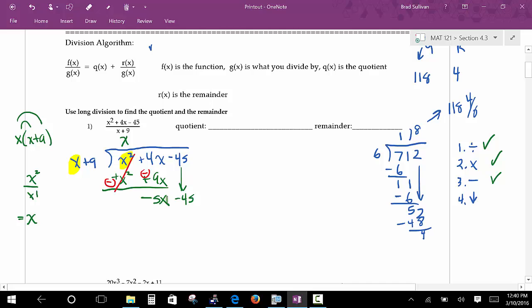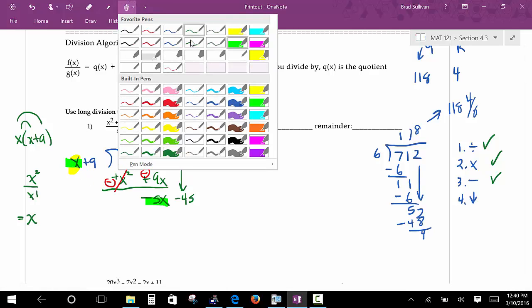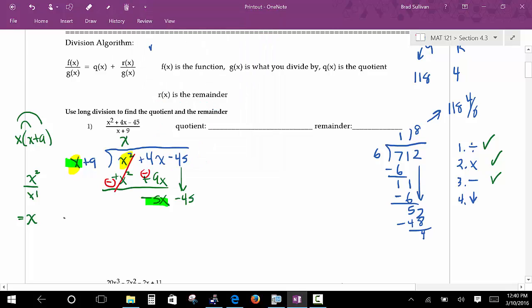You're going to do this divided by that. Most of the time you're going to be able to do that in your head without any problem. So what is negative 5x divided by x? It's negative 5. So you record it. Okay, and then you're back on the second loop through the problem.